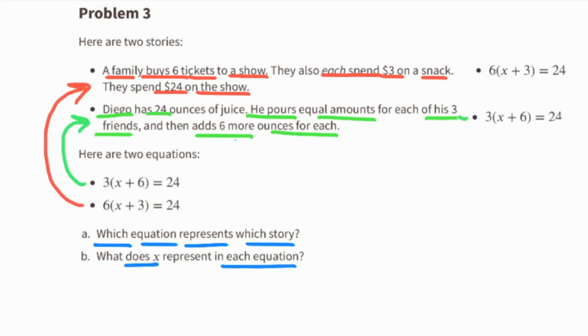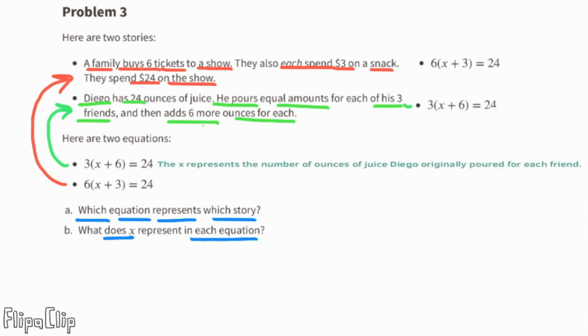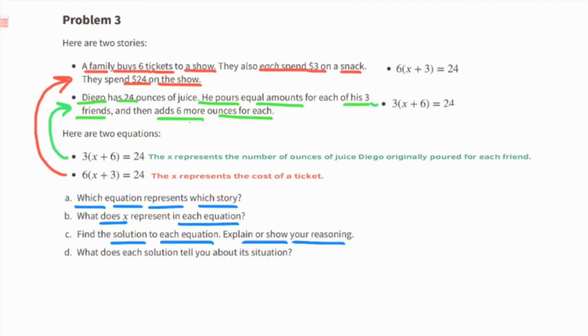B. What does x represent in each equation? For Diego, x represents the number of ounces of juice Diego originally poured for each friend. For the family at the show, x represents the cost of a ticket. C. Find the solution to each equation. Explain or show your reasoning.